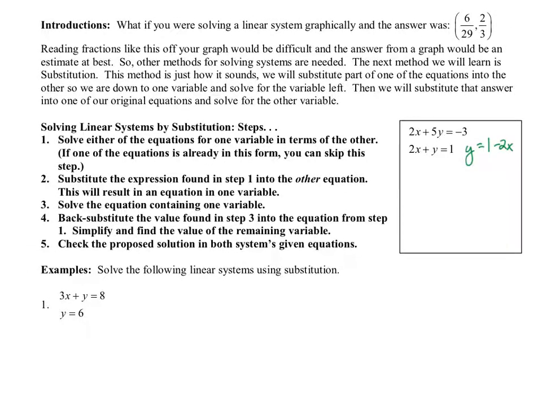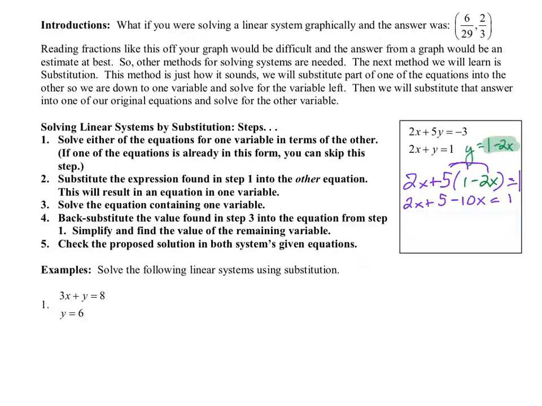Now, substitute the expression found in step 1, the y equals 1 minus 2x, into the other equation, the first equation in this case. So I have 2x plus 5, and now instead of y, I'm going to substitute in 1 minus 2x. All right, so now I distribute. So I'm going to have 2x plus 5 minus 10x equals 1.